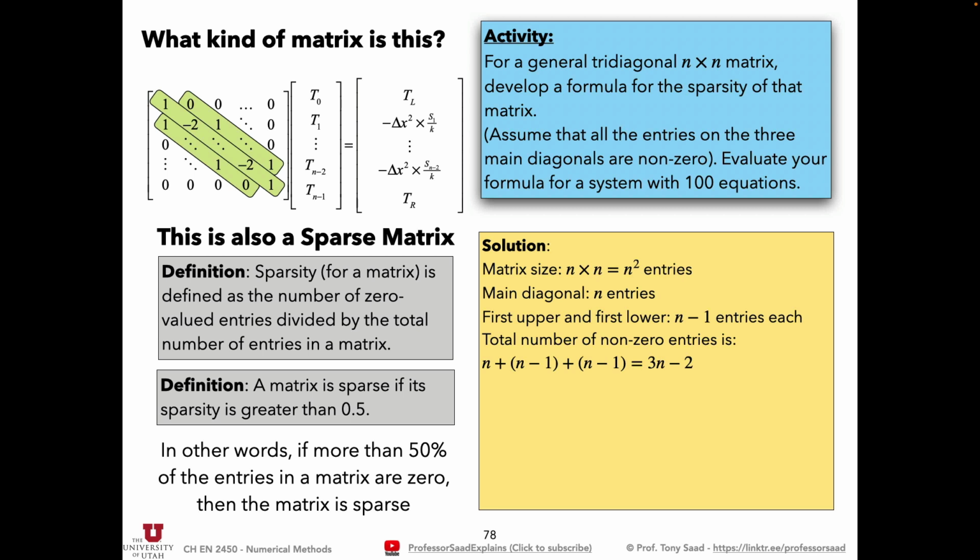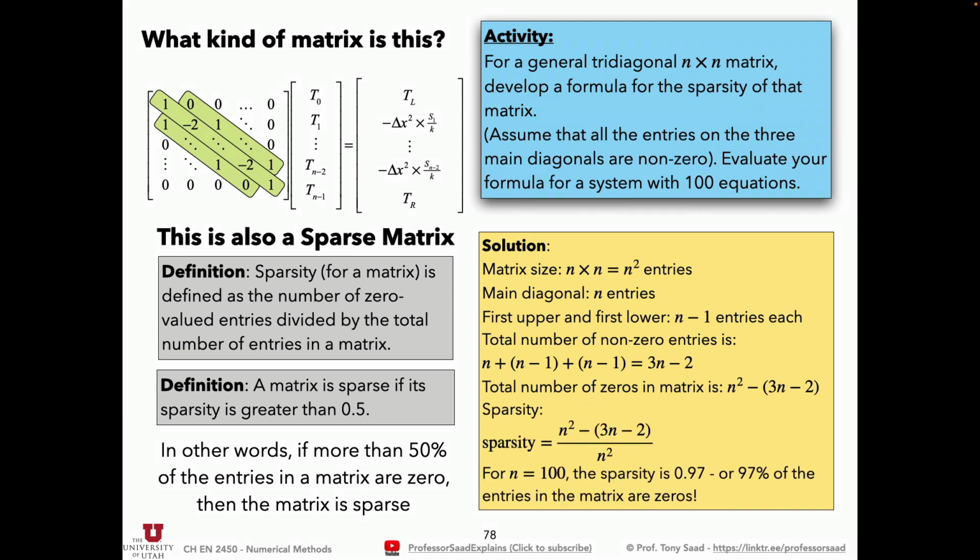Everything else is 0, so the number of zeros is simply the total number of entries minus the number of non-zero entries. Total number of entries is n squared, and the number of non-zeros is 3n minus 2. You divide that by n squared, so that gives you the sparsity of the matrix. Okay, that's the formula.